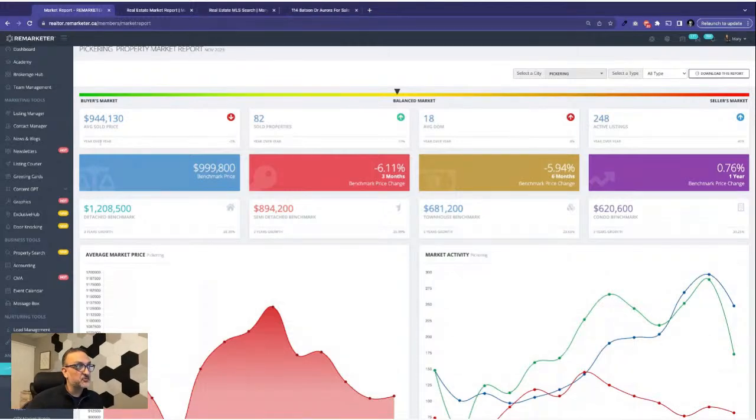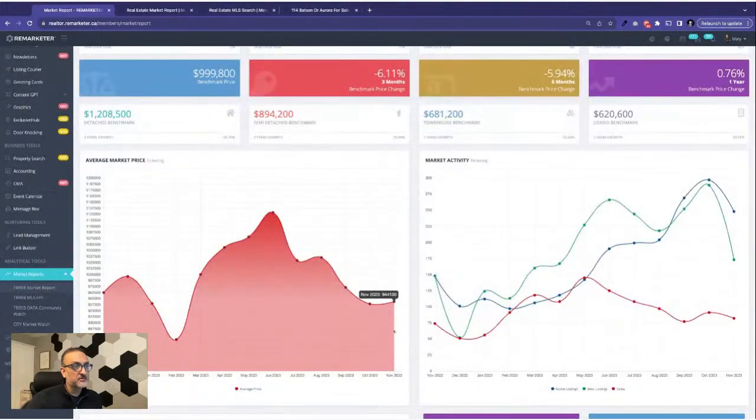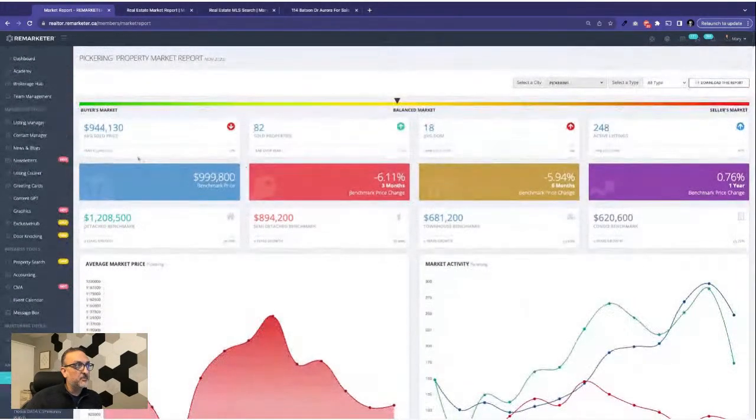So this is what we're looking at right here. So these are all 30-day numbers. So these are all the monthly numbers for November 2023. But when we're looking at year-over-year numbers, we can see that we've sold more properties at a lower average price. The average DOM has gone up year-over-year by 6%. So properties take 6% longer to sell.